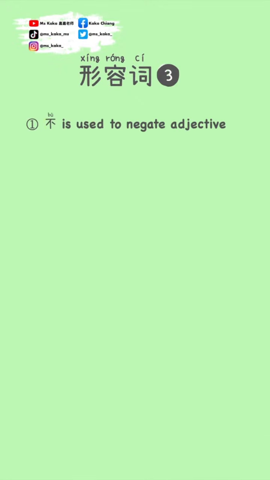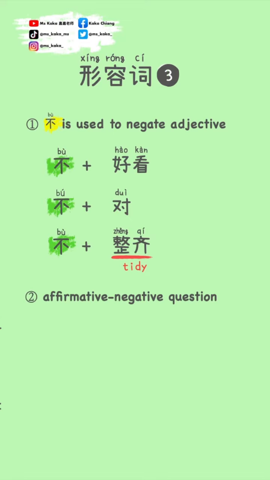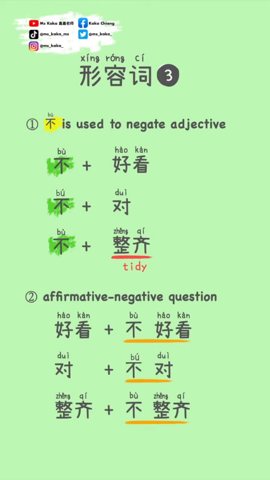We have two adverbs to express negation, 不 and 没有。When negating adjectives, we use 不。In affirmative negative questions, you basically combine the affirmative and negative forms of adjectives, as shown in the following examples.